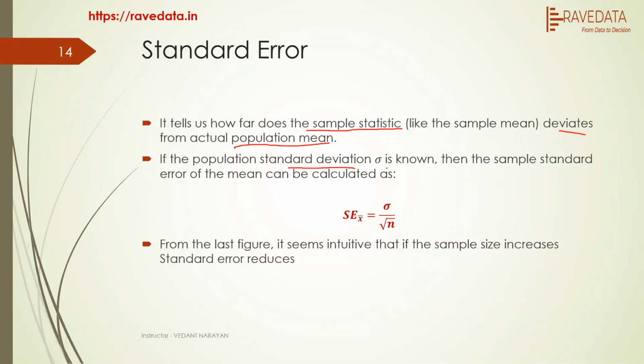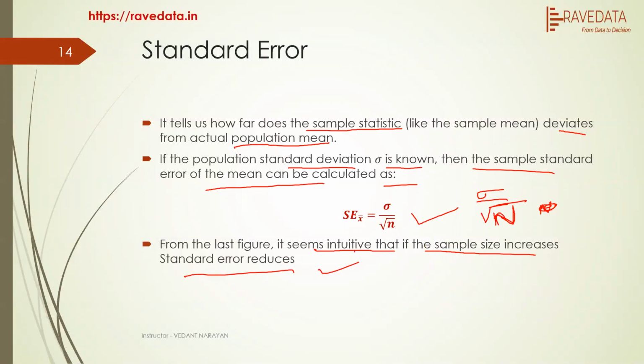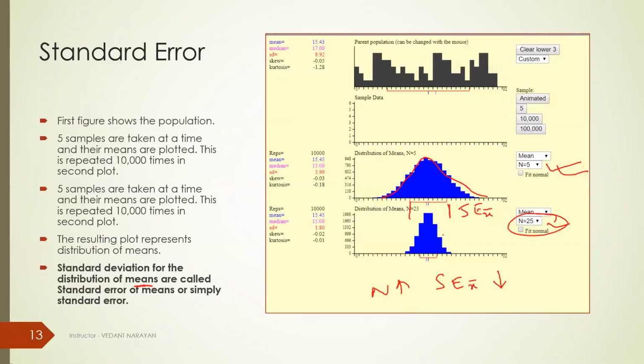If the population standard deviation is known, then the standard error of the sample mean can be calculated using this formula, sigma divided by root n. And remember that n here is the number of samples, so you should take it as n, sigma divided by root n. From the last figure, it seems intuitive that if the sample size increases, the standard error reduces. You see that as n is increasing, the standard error, this boundary, is decreasing. You see in the first case, the standard error is 3.99, and in the second case, it has become 1.80.